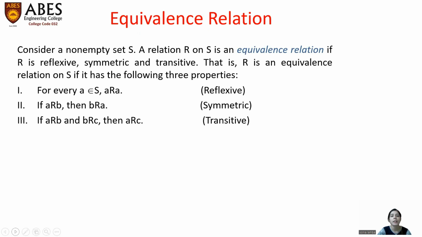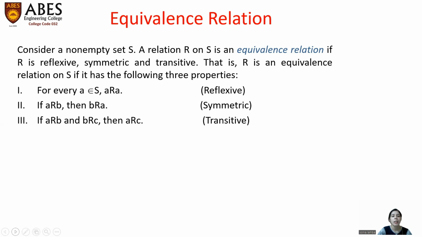Now, next we have the type of relation which is said to be the equivalence relation. A relation R which is defined on the set S is said to be an equivalence relation if and only if that relation is reflexive, symmetric, and transitive. So, a relation which satisfies the properties of reflexivity, symmetricity, and transitivity is said to be the equivalence relation. For reflexivity, we will say that for every element A belonging to the set, the ordered pair A comma A must belong to the relation.